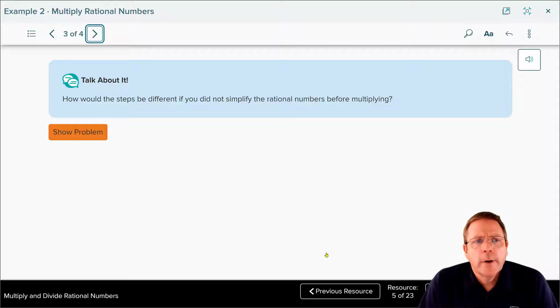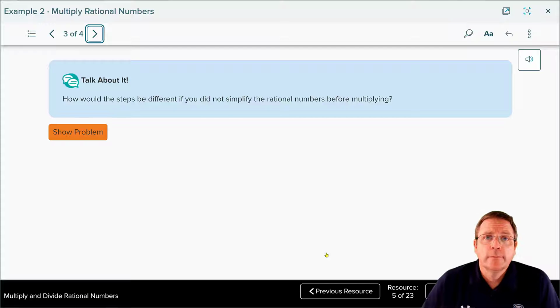Now to talk about it, I ask, how would these steps be different if you did not simplify the rational numbers before multiplying? Well, that would mean you'd end up getting some really big numbers, and then you'd have to simplify really big numbers. It's always easier to simplify before you multiply than to try and find all the pieces parts after you multiply.